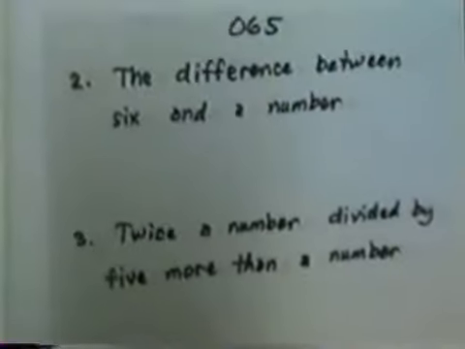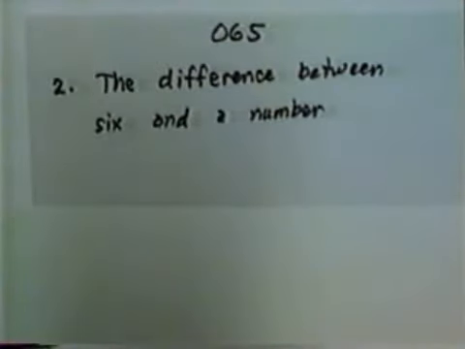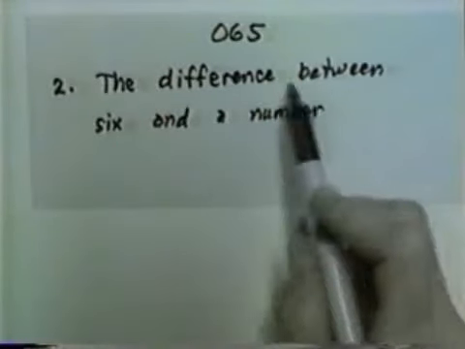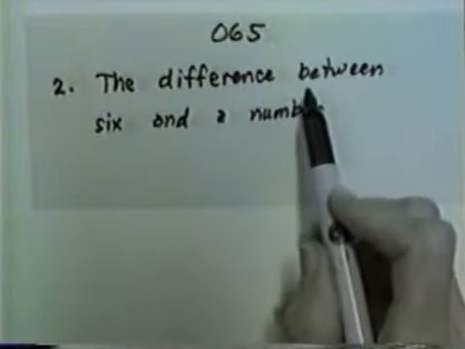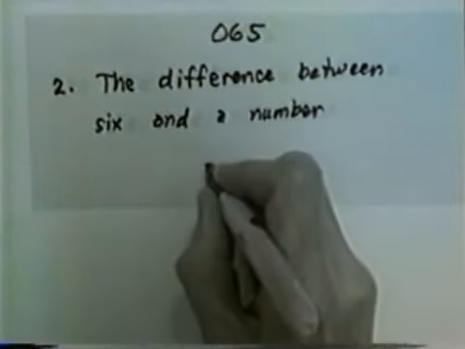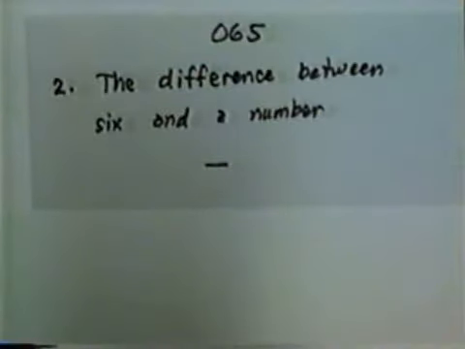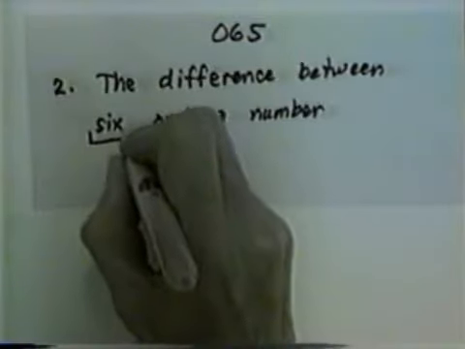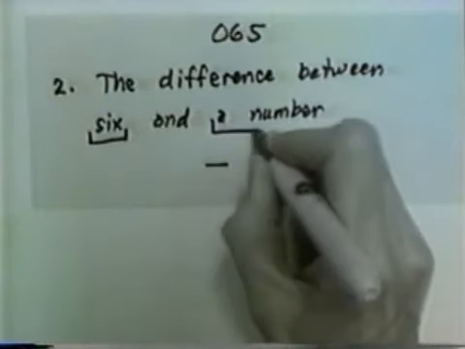Our second example, the difference between 6 and a number. The key phrase here is difference between. The difference between numbers means the numbers are being subtracted. The two things that we're subtracting are 6 and a number.